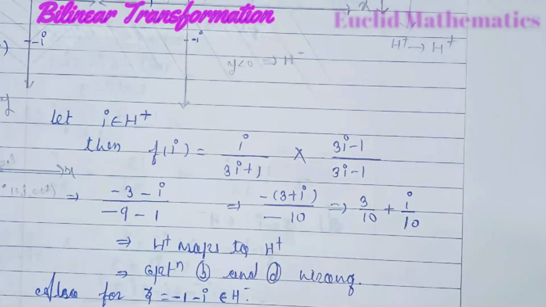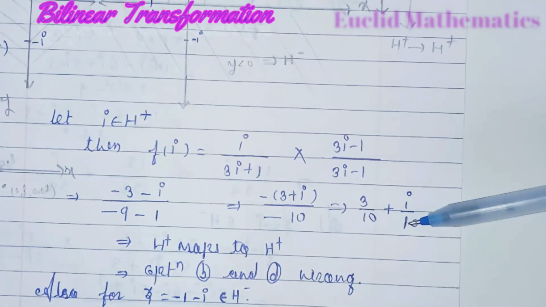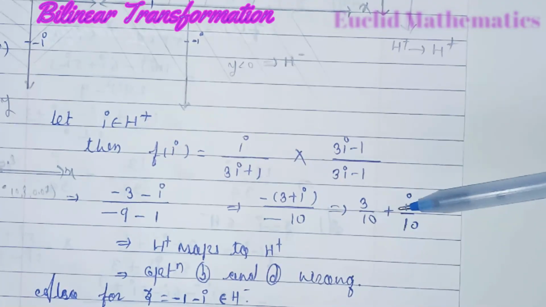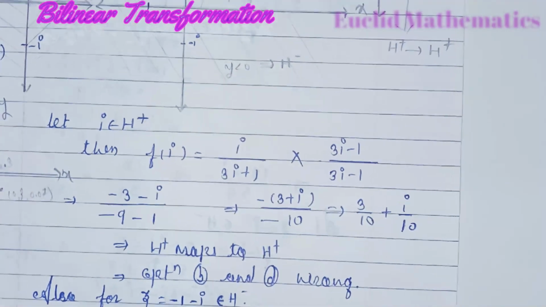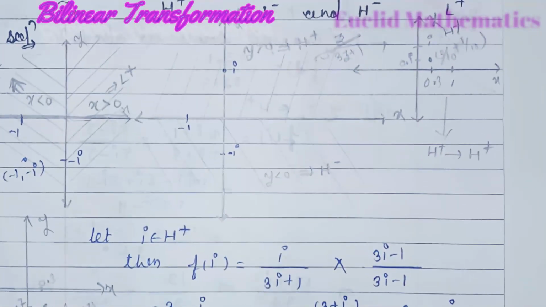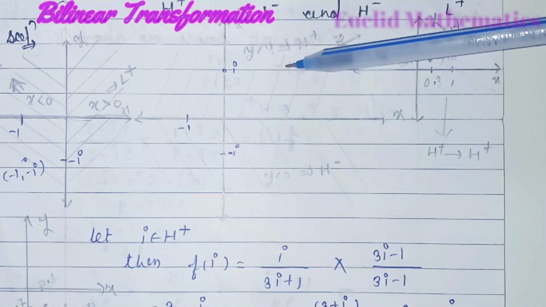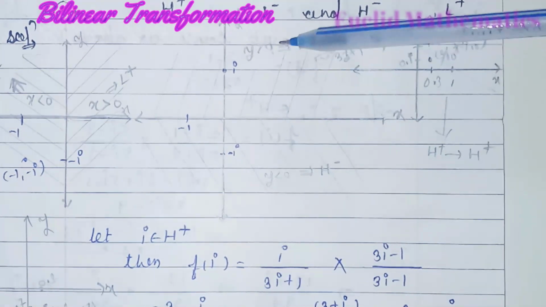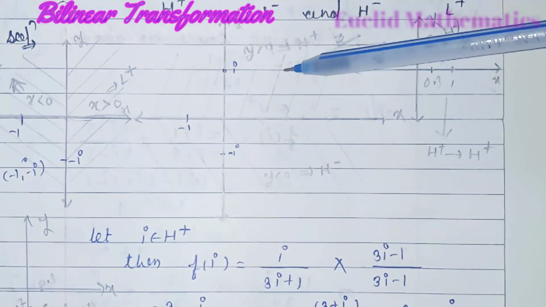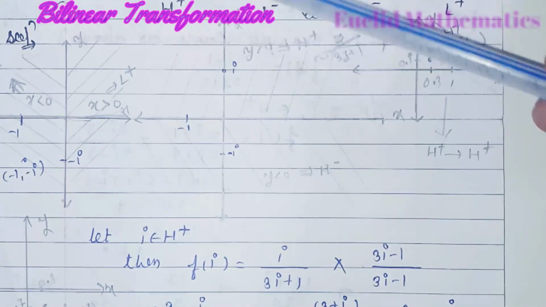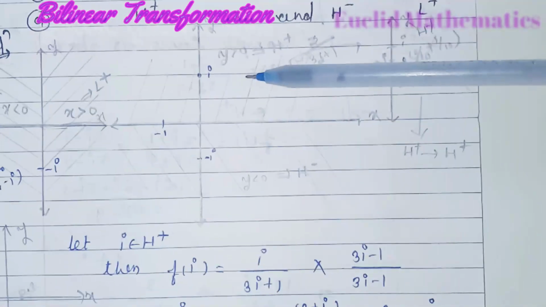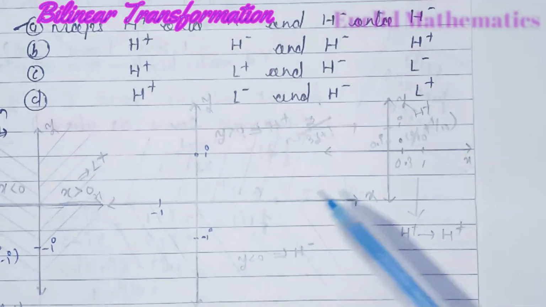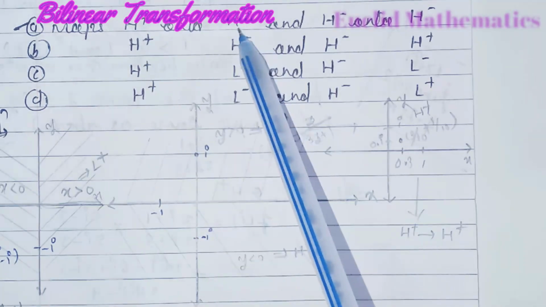Now you can observe that f of i comes to 3 by 10 plus i by 10. That means a plus bi, that means x plus iy. The value of x is positive and y is positive. If x is positive and y is positive, then we can easily say it comes in the first quadrant. The first quadrant contains all values where x and y are positive. So if both are positive, the first quadrant comes into the upper half plane, it comes to H plus. That means our first option says that H plus maps onto H plus.